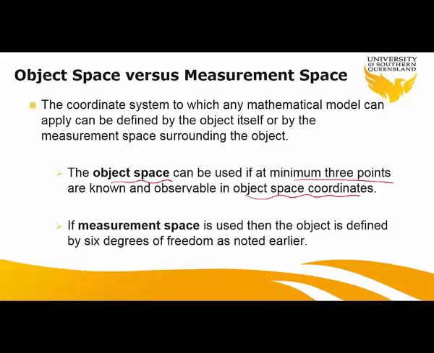But if you want to use the measurement space, you need to have the 6 degrees of freedom. By 6 degrees of freedom, I mean X, Y, Z, pitch, roll, and yaw. I'm not quite sure about the symbols, you better check them, but I mean rotation around 3 axes.